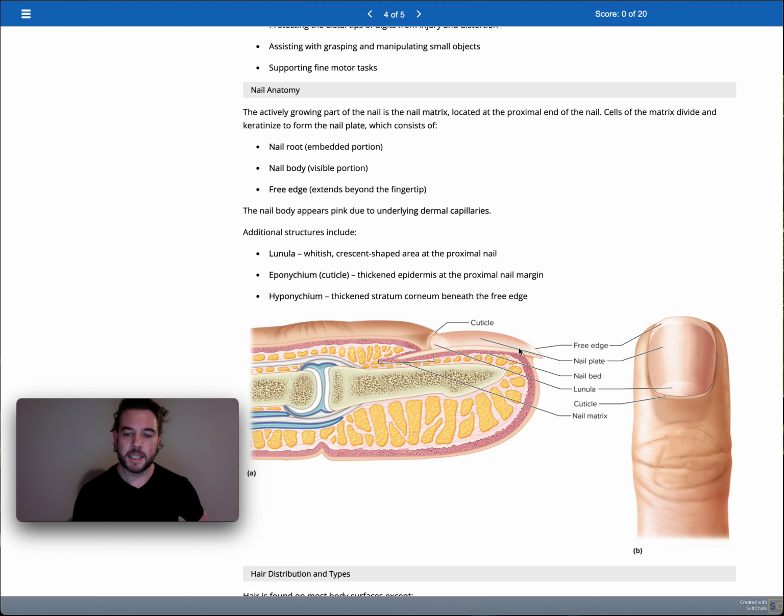The nail body is the visible portion. This is what you would paint. If you paint your nails, you paint the nail body. And actually if you press on it, you can see it goes from a pinker to a lighter color, and then it goes back to pink again. It's because underneath the body are all these blood vessels that you can push the blood out of and see your nail get a little lighter. And the last part is the free edge. This is what you would file or trim and shape.